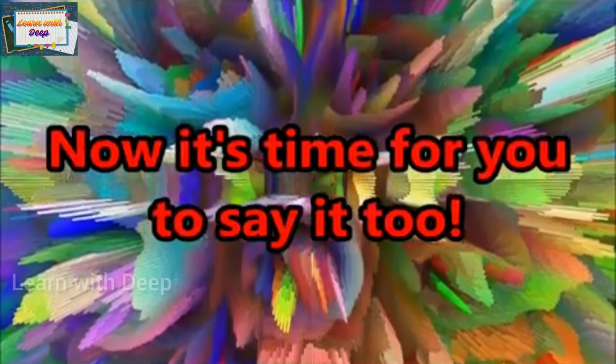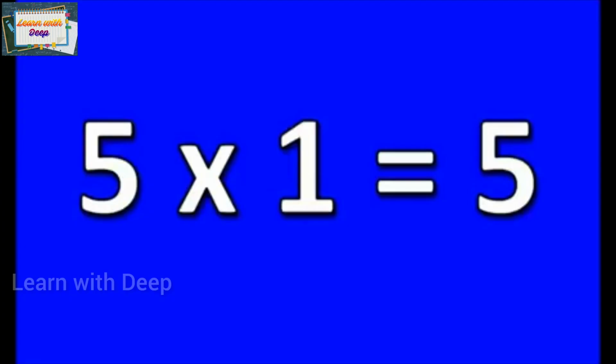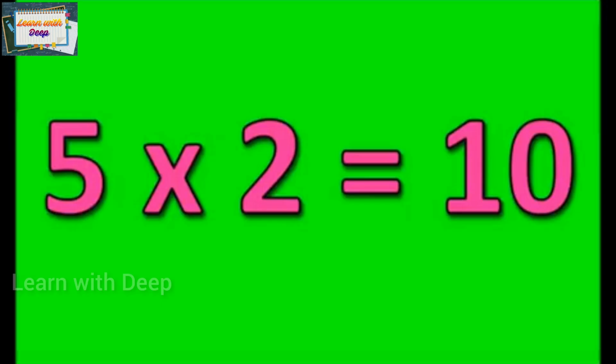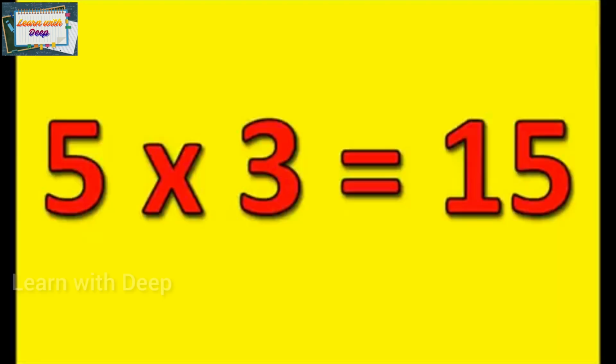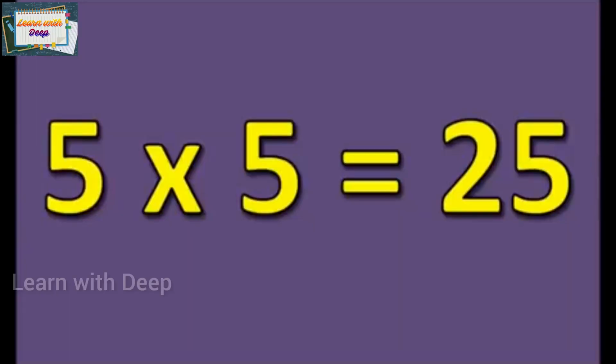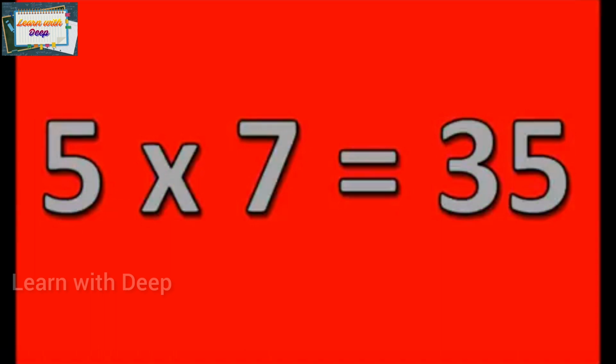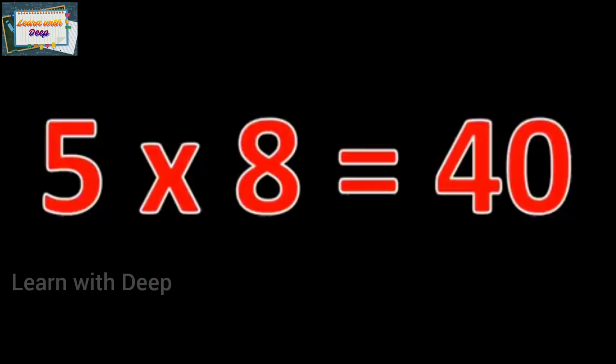Now it's time for you to say it too. Let's go! 5 times 1 is 5. 5 times 2 is 10. 5 times 3 is 15. 5 times 4 is 20. 5 times 5 is 25. 5 times 6 is 30. 5 times 7 is 35. 5 times 8 is 40.